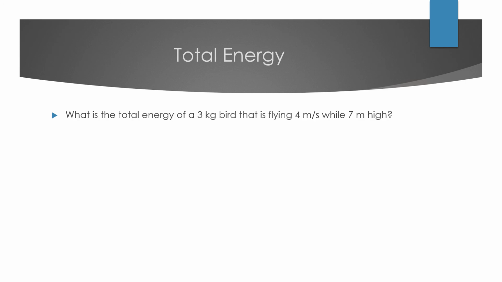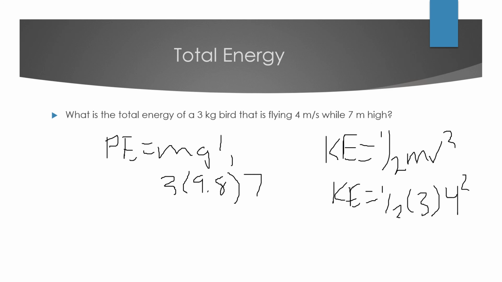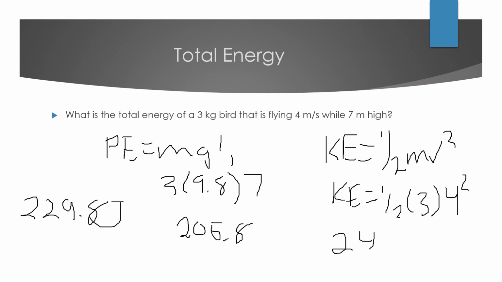So what is the total energy of a 3 kilogram bird that's flying 4 meters per second while 7 meters high? I'm just going to do the PE is mgh, 3 times 9.8 times 7, and the KE is 1/2 mv squared, 1/2 times 3 times 4 squared. I just typed that all in my calculator. This is 205.8 joules, and then this is 24. Add them up, and you have a total energy of 229.8 joules. Simple.